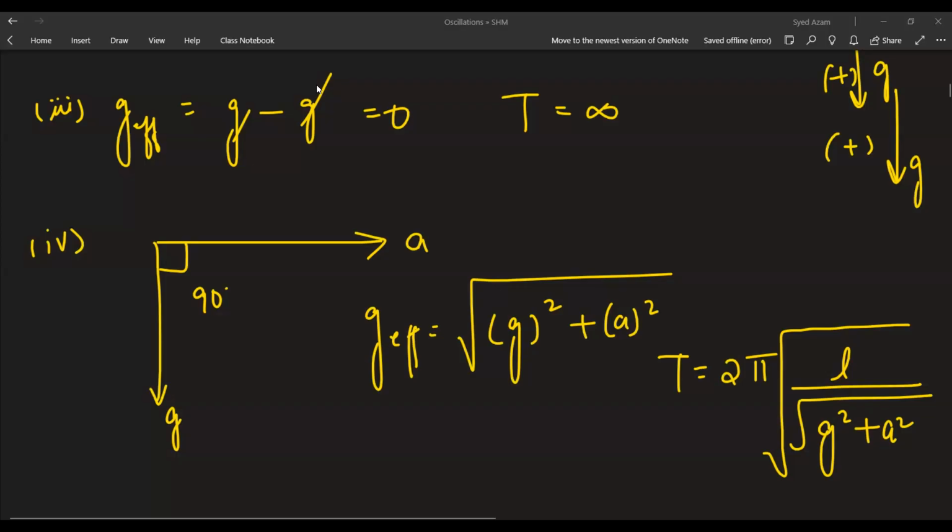No, not by the hypotenuse. See, these are two vectors making an angle of 90 degrees. You apply the parallelogram law, a square plus b square plus 2ab cos theta. Cos 90 is 0, so it is under root a square plus b square. One is acting downwards, the other is acting horizontally. Clear?